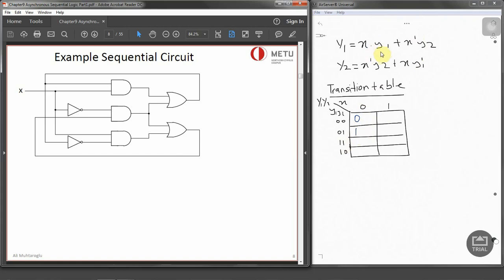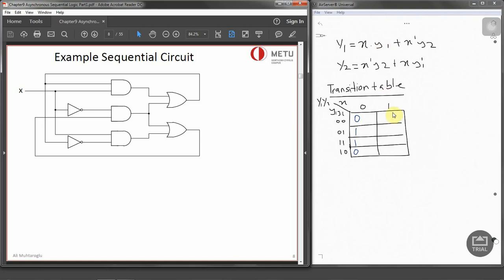So this is y1 is 1, x is 0, this is going to be 0. Then y2 is 1 and x is going to be 1 because of the x prime, that's going to be 1 as well. And the last one, as y2 is 0, that's going to be 1 0, and y1 is 1 and that's going to be 0, so they're both 0.